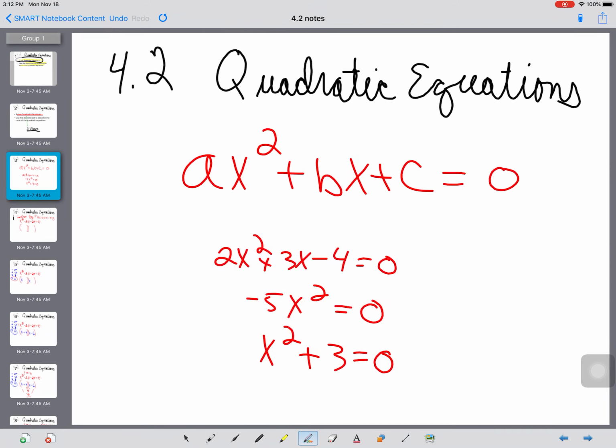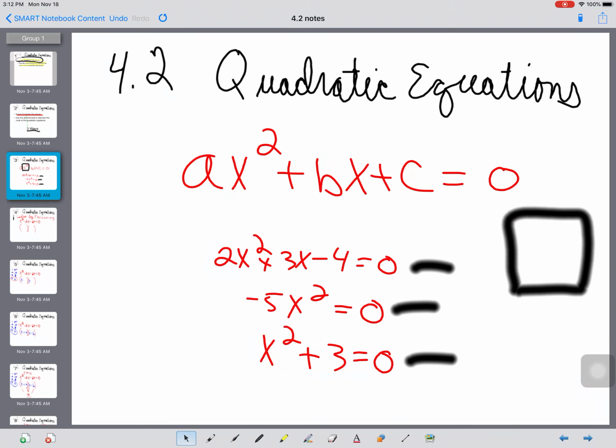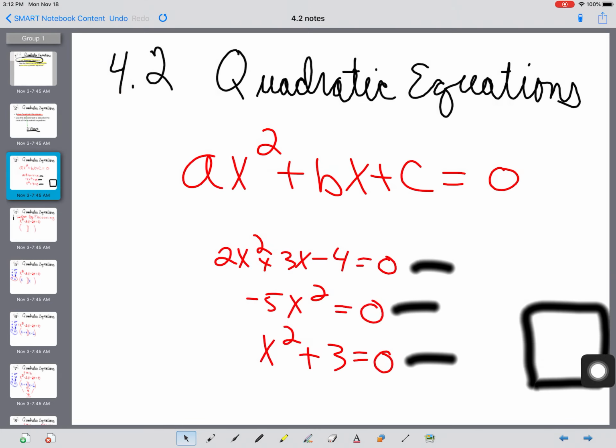So first things first, what makes a quadratic equation? What makes a quadratic a quadratic? The key thing is that it's got a squared term in it. So all of these are quadratic equations that fit into this form of ax squared plus bx plus c. Any of the coefficients can be 0 except for the a. The a can't be 0 because if it was 0, then there would be no x squared, and then it wouldn't be a quadratic. What makes it a quadratic is the squared term.